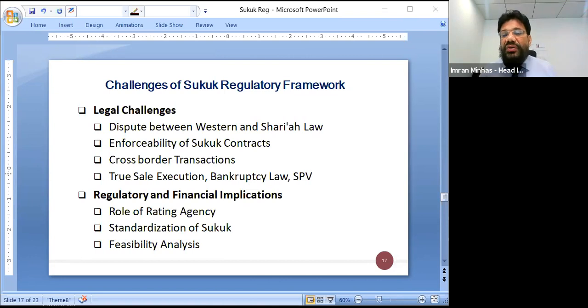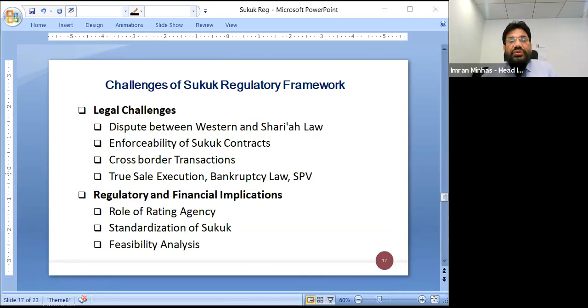So the concept of forced charity and recovery of loss due to the promise of the client, which is a basic requirement in many Islamic contracts, are not recognized by the courts. So they have to be brought in line with the Sharia principles. Again, the enforceability of the Sukuk contracts. So, the dispute between the Western law and the Sharia law.